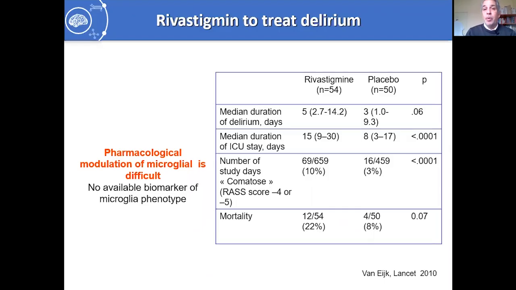Rivastigmine also has been proposed for modulating microglial activation in critically ill patients, but the clinical trial on rivastigmine was discontinued early because of very severe side effects without any impact on delirium. This trial illustrates how difficult it is to test drugs modulating microglial activation. And we think that the main reason is that we do not have any biomarkers of microglial activation and markers of the immunophenotype of microglial cells.